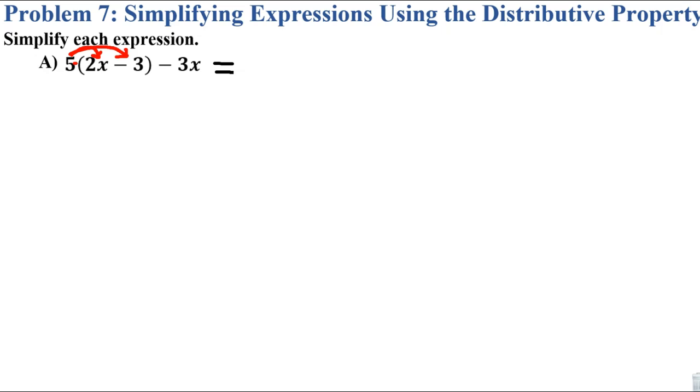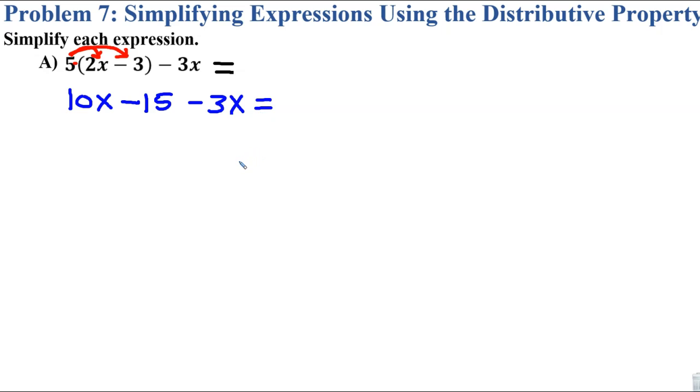Doing that, we'll go 5 times 2x. 5 times 2 is 10, so I can write that as just 10x. And then also 5 times negative 3, which will be a negative 15, so we can say just minus 15. Again, that's 5 times everything in parentheses here. And then we've still got the minus 3x tagging along. We'll write that out here.